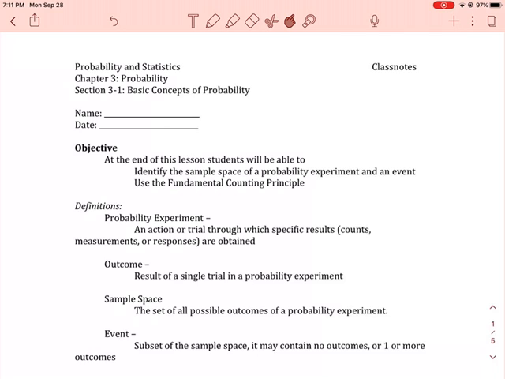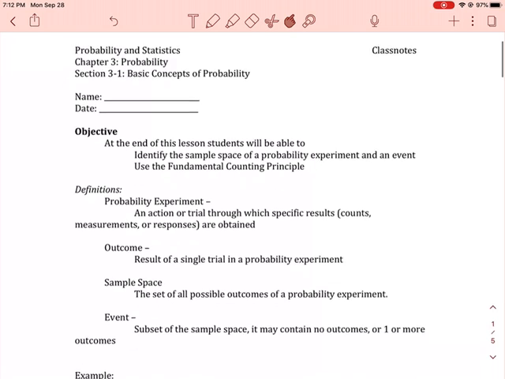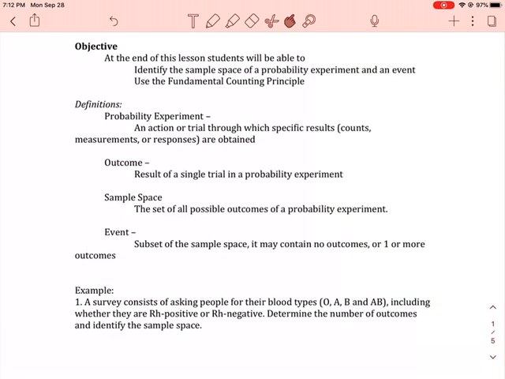The outcome is the result of one trial. In other words, one time doing it. But when you put them all together, like let's say I'm going to roll the dice 36 times, then all of the results are in what is called a sample space, which is the list of all the outcomes in the experiment. Now, an event is a subset of that. So if I'm rolling two dice 36 times and I want to know how many times I get a sum of 3, well, the sum of 3 would be an event. It may contain no outcomes, one outcome, or more outcomes.